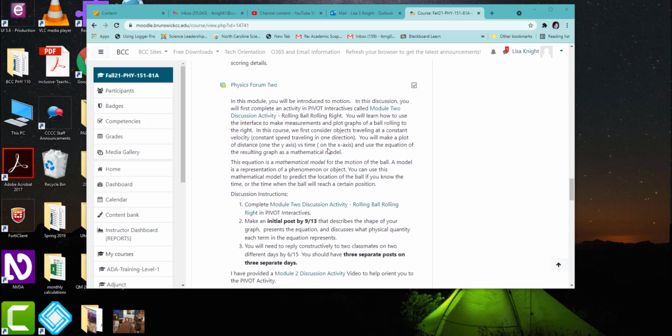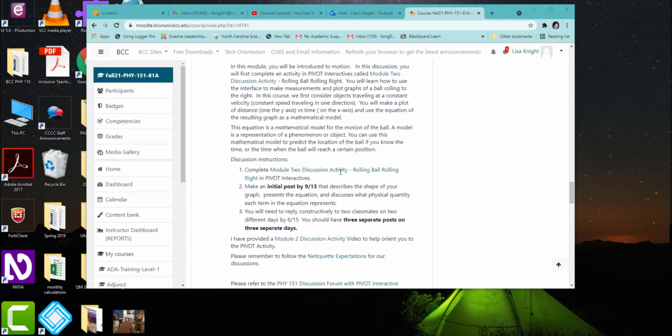The second assignment you will have is to participate in the Physics Forum 2. This will be a little different than what we've done in the past. In this activity, you will be learning how to use Pivot Interactives to analyze motion and to take data. So the first thing you want to do is go to Pivot and complete the Module 2 discussion activity lab.